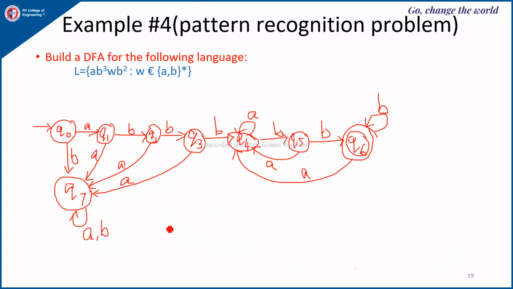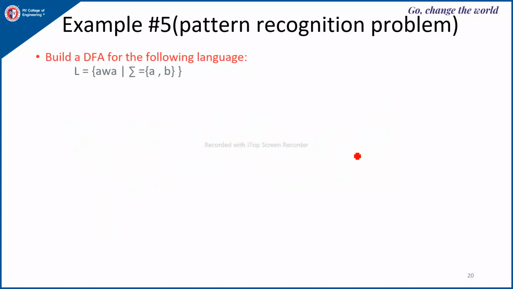So finally, you have to conclude by writing all the 5 parameters Q, sigma, delta, Q0, F, where Q is equal to Q0, Q1, Q2, Q3, Q4, Q5, Q6, Q7. Sigma is A, B. Delta is as shown in the transition diagram, and F is equal to Q6. So we'll see one more problem on pattern recognition.